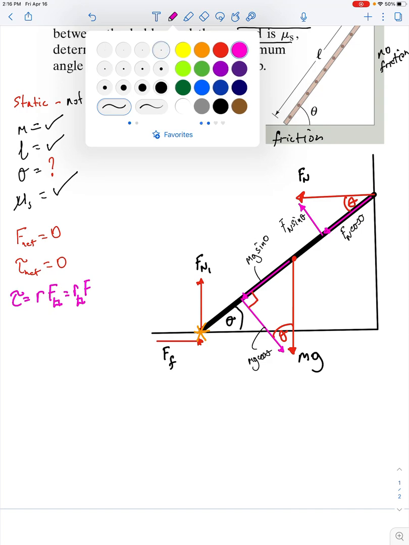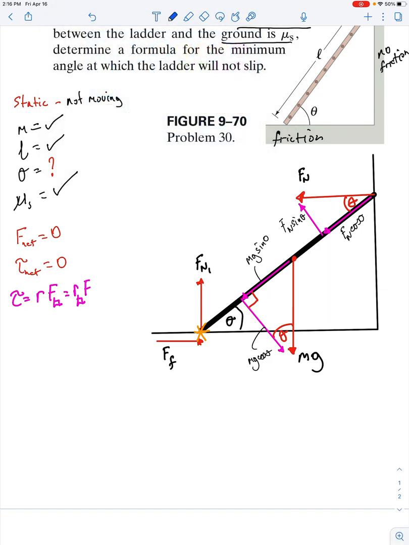Another thing I said is you should try and figure out what type of torques these things are going to create. So Fn would create a counterclockwise torque. The reason why it's counterclockwise is that if you push Fn, it would cause the whole thing to turn that way, yes? If you pull mg, it would cause the whole thing to turn this way. So this would be your clockwise.